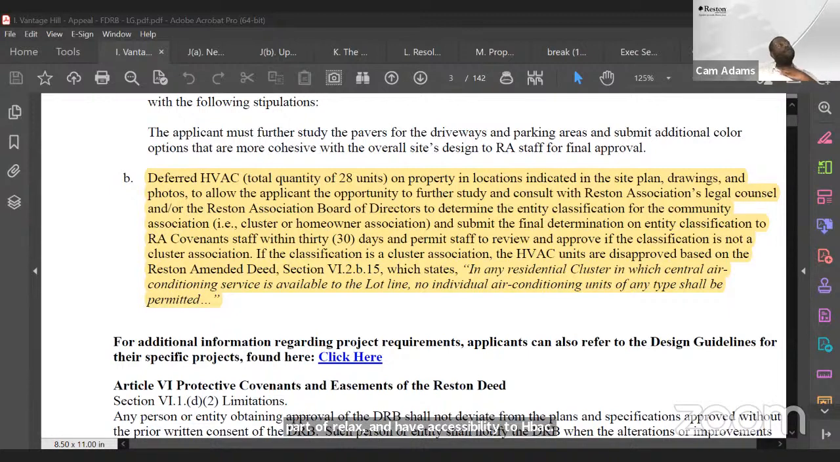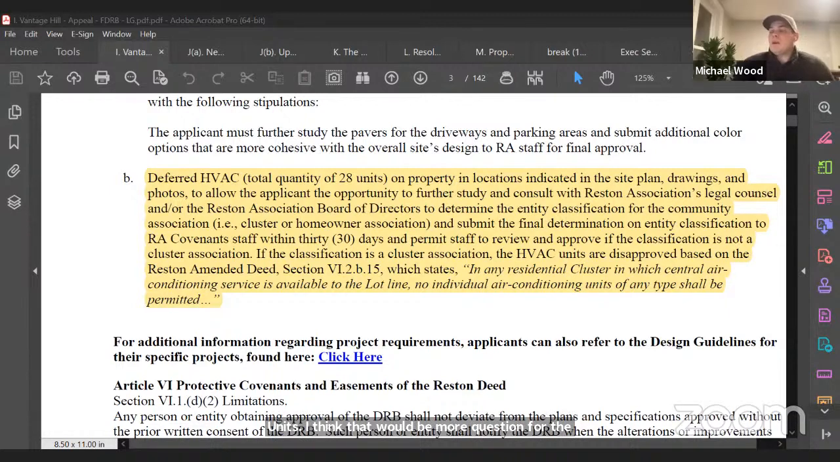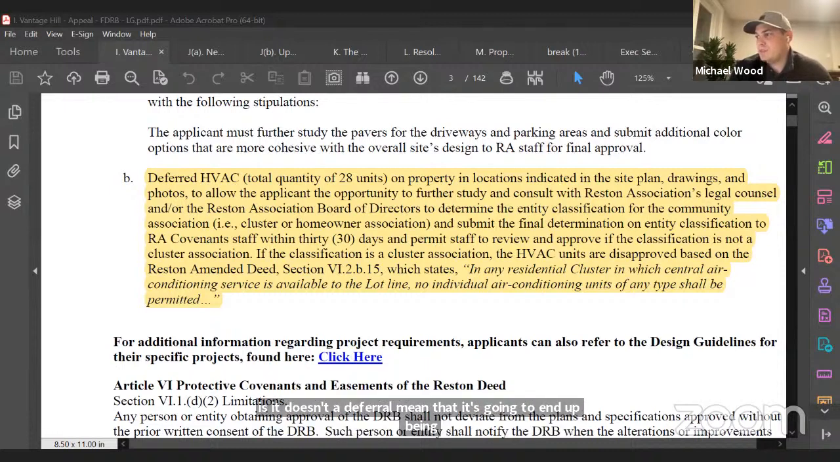I think that would be more a question for the applicant, if you want to ask. Well, what I'm trying to figure out is, our motion is a deferral. So my question is, doesn't a deferral mean that it's going to end up coming back to us anyways for final approval?